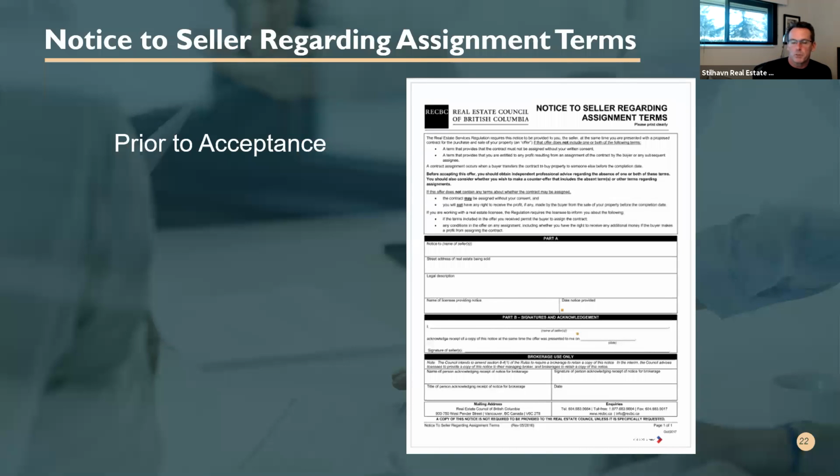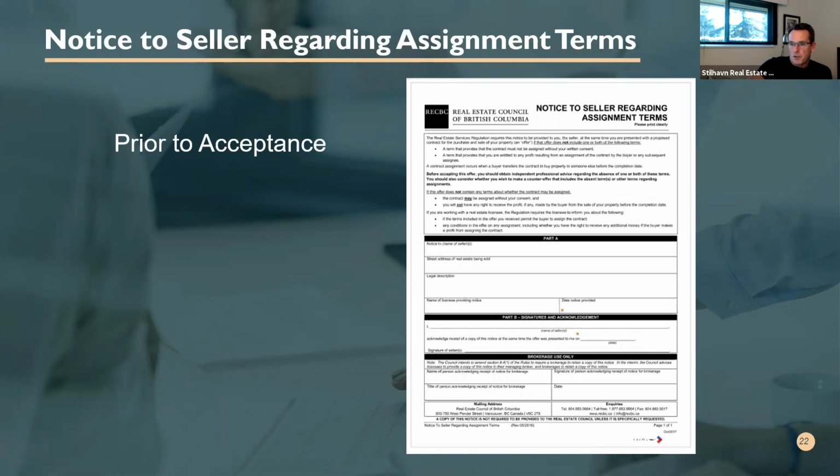I double checked with the lawyers on this one. If you cross out 20A, any part of it, or add a clause that modifies 20A, you need to have the notice to seller regarding assignment terms if it's in your contract prior to acceptance. But if it's a week after acceptance and the bank tells you you need to add Mary Smith to title on closing, then go ahead and do that. That doesn't need the notice to seller regarding assignment terms. So if you do it in your contract, you have to have this. And as the buyer's agent, it's your job to send it with the offer.